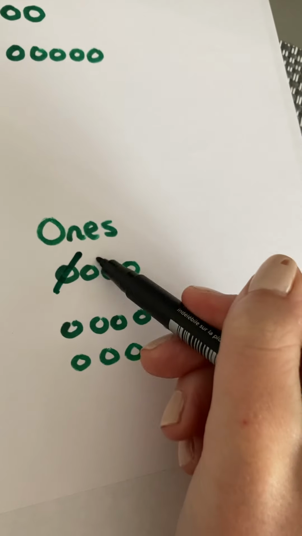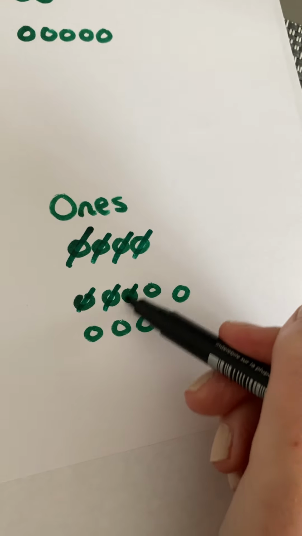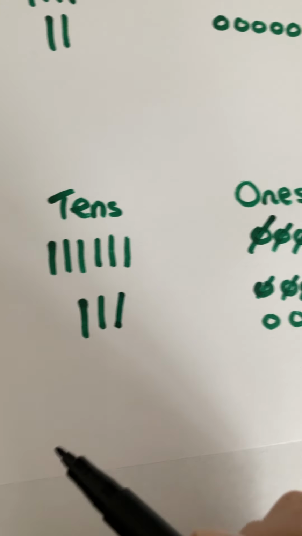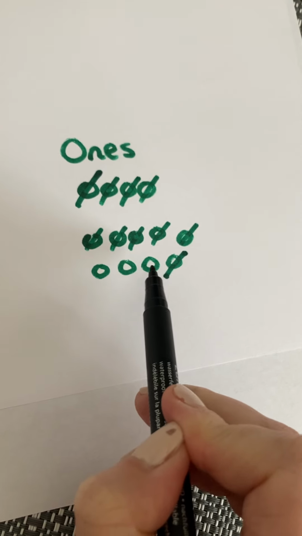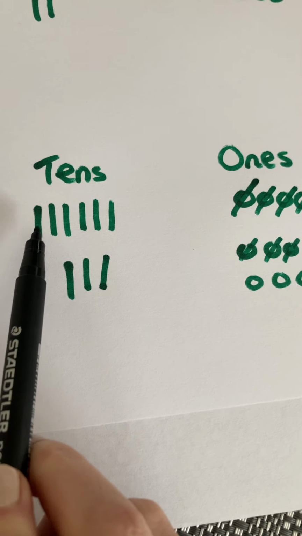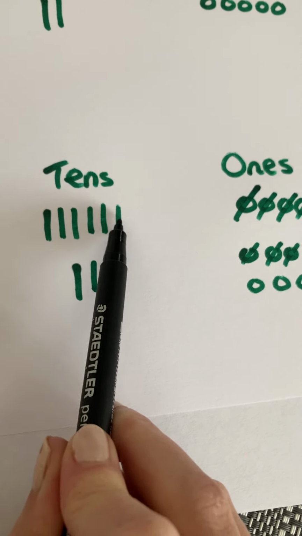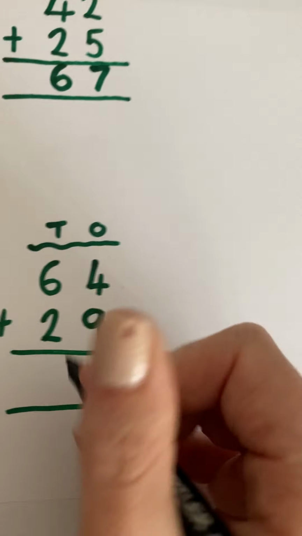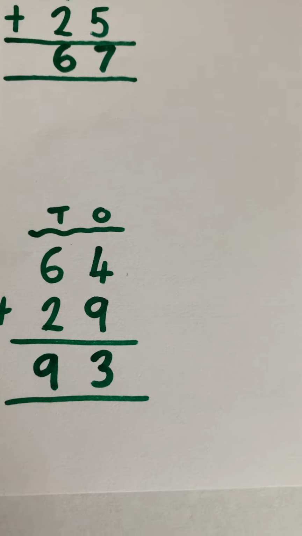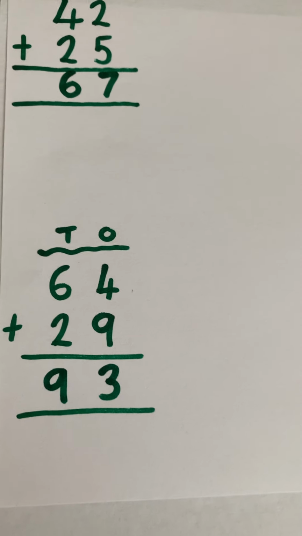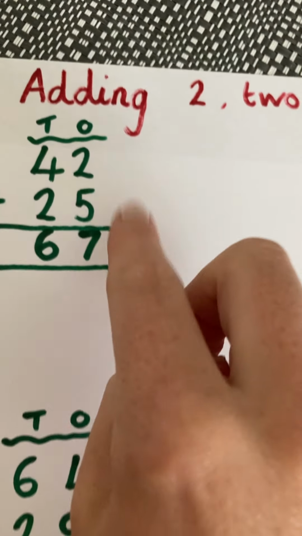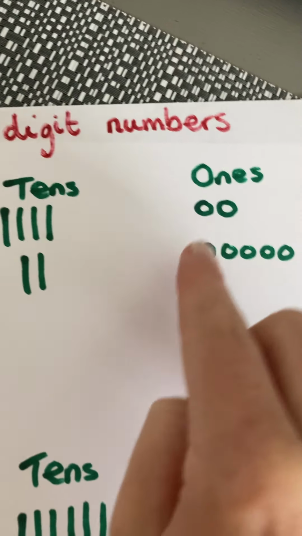So I'm going to do 1, 2, 3, 4, 5, 6, 7, 8, 9, 10. Put my 10 over there and I count how many ones I've got left. 1, 2, 3. Put my 3 over there and then count my tens. 1, 2, 3, 4, 5, 6, 7, 8, 9. So 64 add 29 is 93. Well done, everybody.